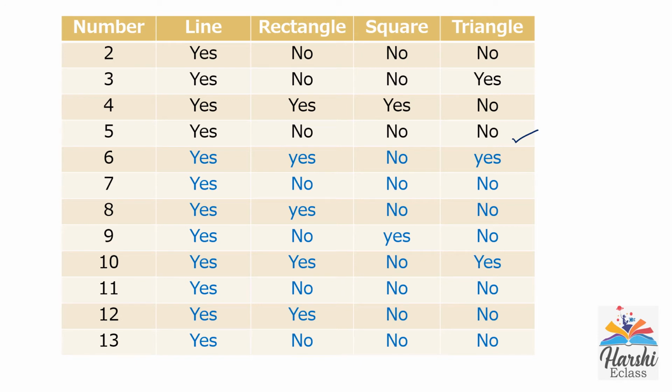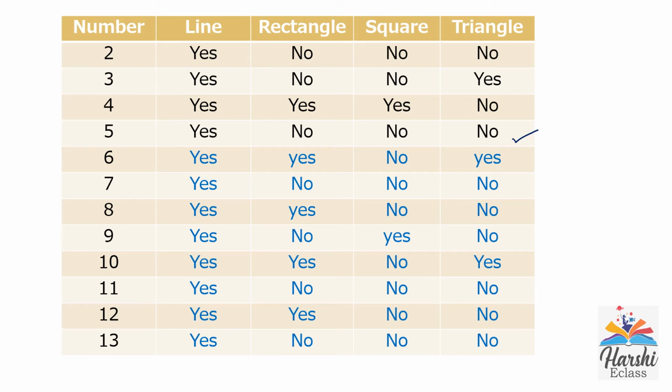Next, square numbers 4, 9, 3 threes are 9. Remaining numbers are not going to be arranged in the form of square. Next number which can be arranged in square is that 16. 4 fours are 16.